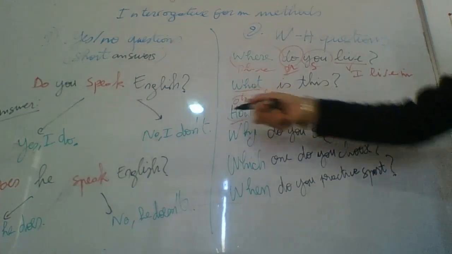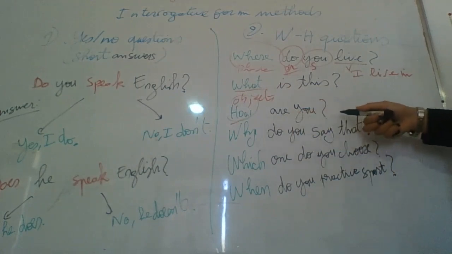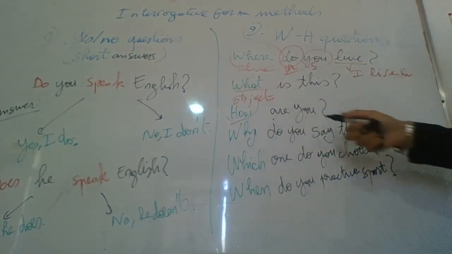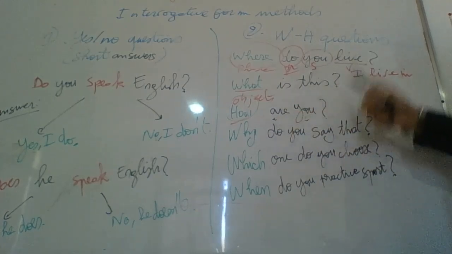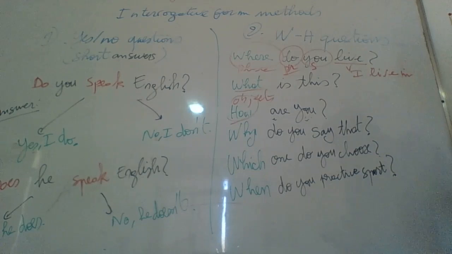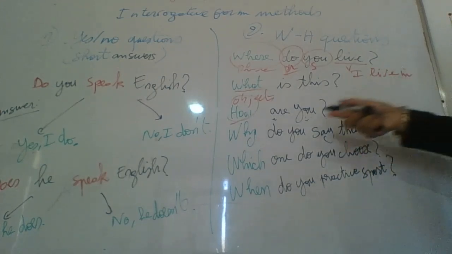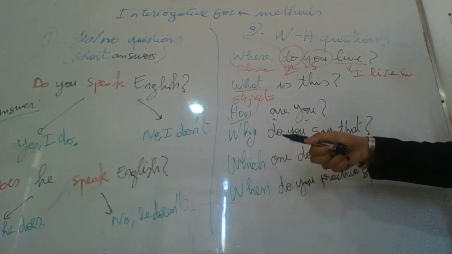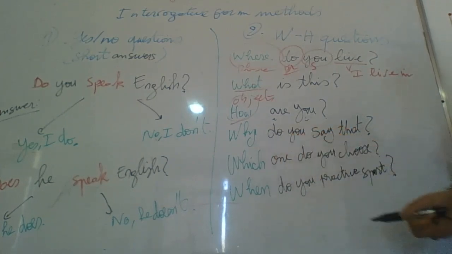Now how? Alright? How are you? Are you? This is the subject and this is the verb. I am fine. Alright? You become I because you are addressing me. You are addressing me. Okay? I am fine. I am good. And so on. Why? Why do you say that? Why? It is for the reason.